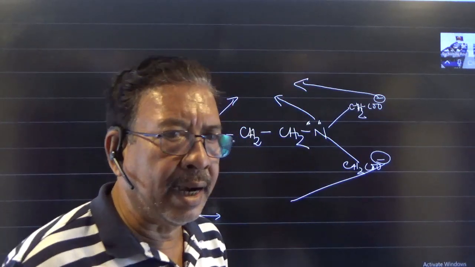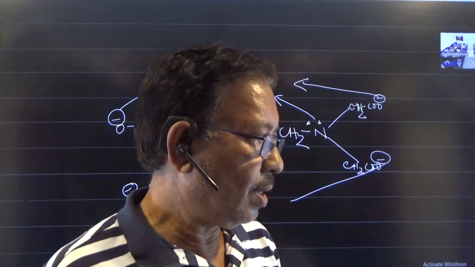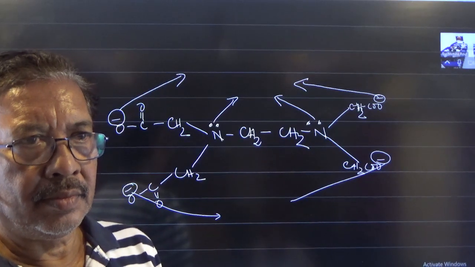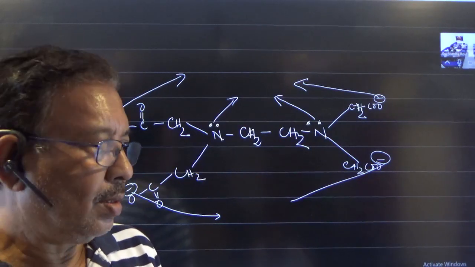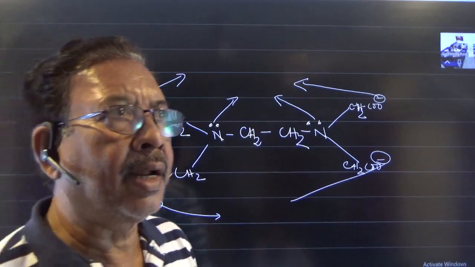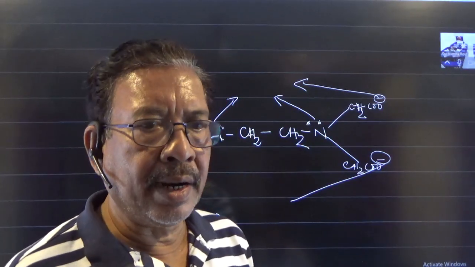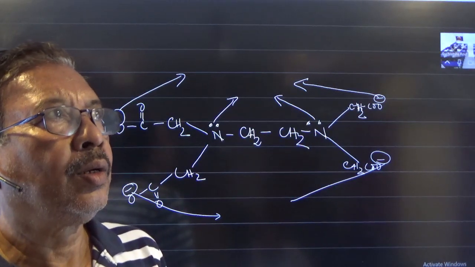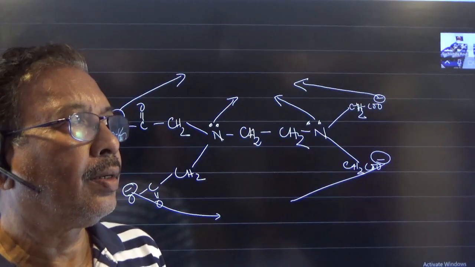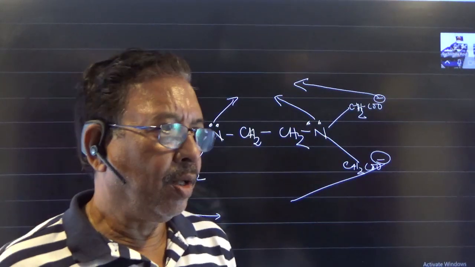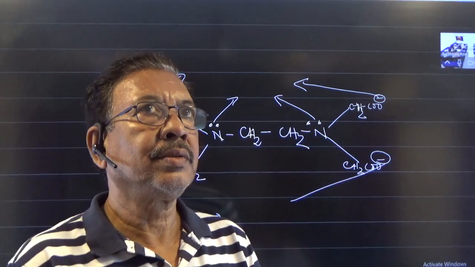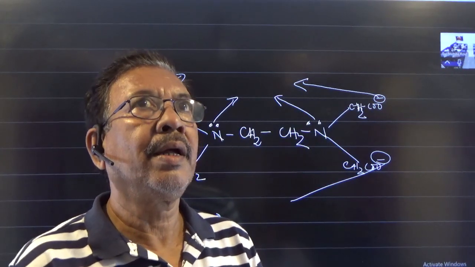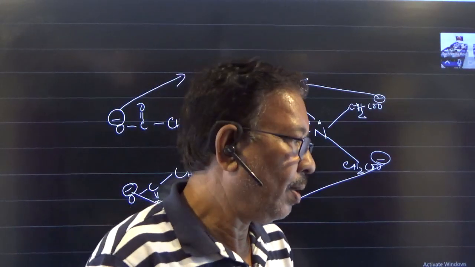Now come to ambidentate ligand. Ambidentate ligands are those in which donation of lone pair of electrons can be done by any atom, by any atom.